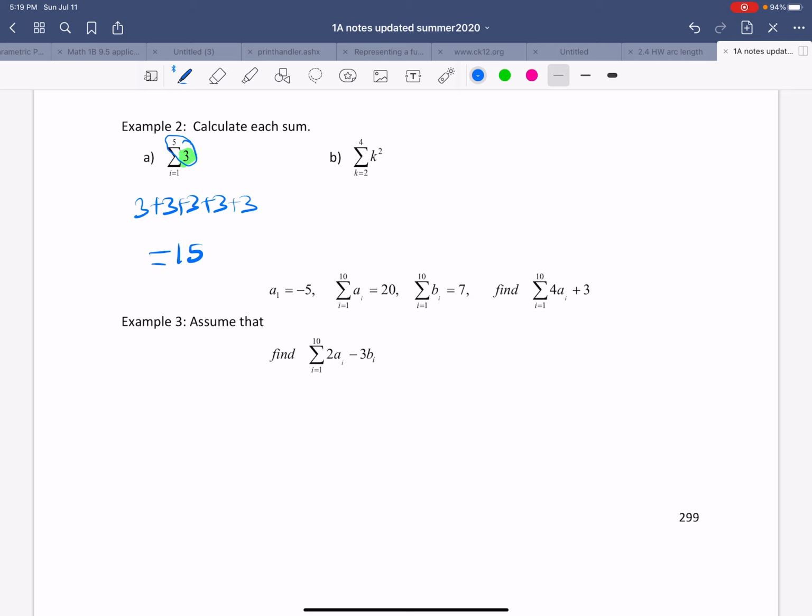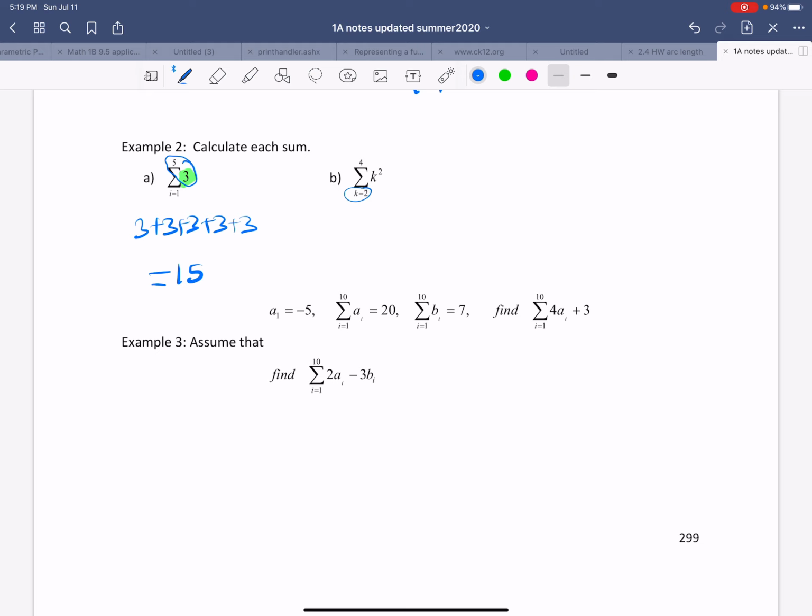Next, we have k equals 2 to 4 of k squared. The formula wouldn't work directly here because k is starting at 2. We can use a formula and then subtract something from it, but it's not a lot of work to just plug in k as 2, k as 3, k as 4. 2 squared is 4, 3 squared is 9, 4 squared is 16. That is going to be 25 plus 4, which is 29.